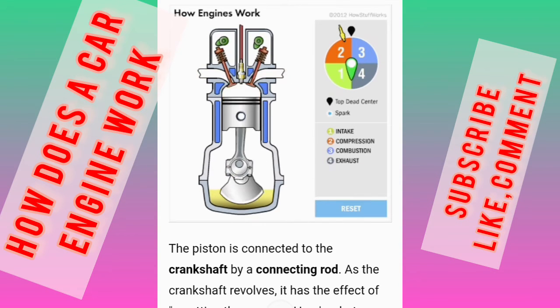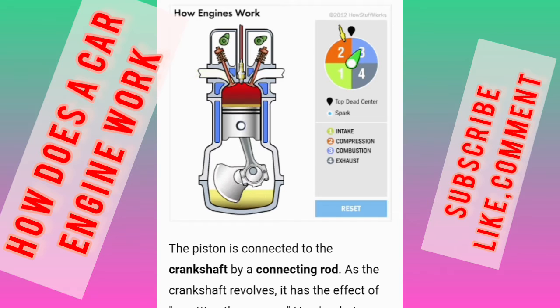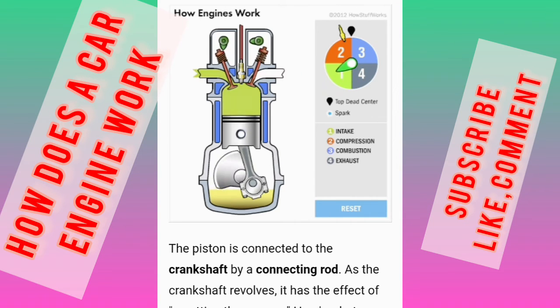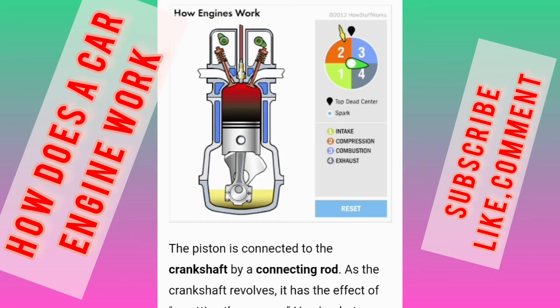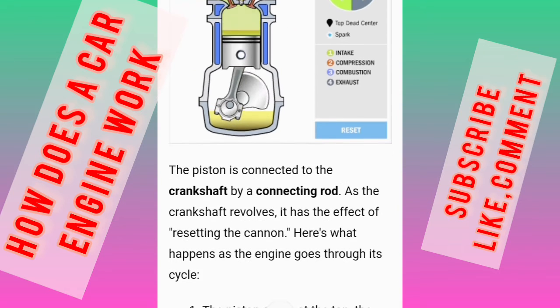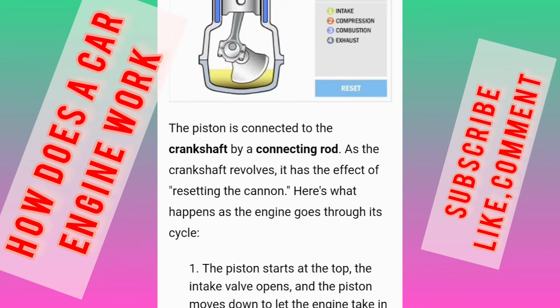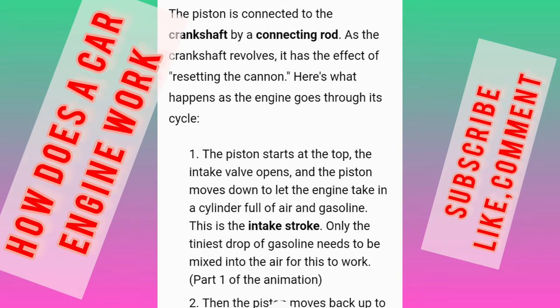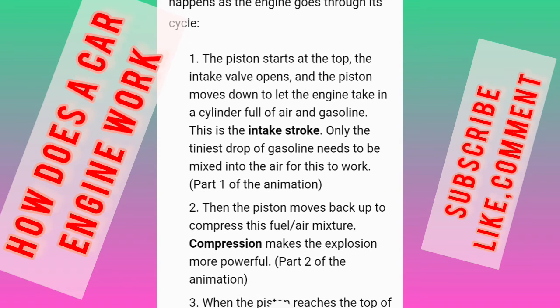The piston is connected to the crankshaft by a connecting rod. As the crankshaft revolves, it has the effect of resetting the cycle. Here's what happens as the gas engine goes through the cycle. Number one, the piston starts at the top. The intake valve opens and the piston moves down to let the engine take in a cylinder full of air and gasoline. This is the intake stroke.